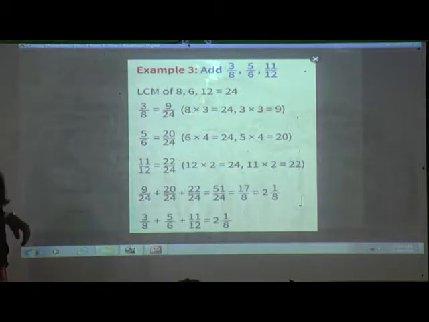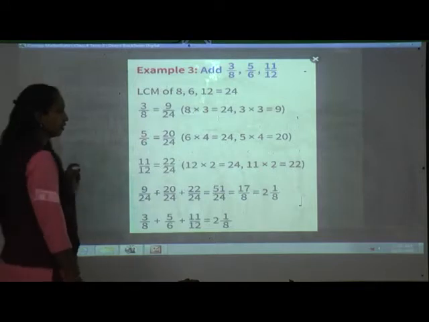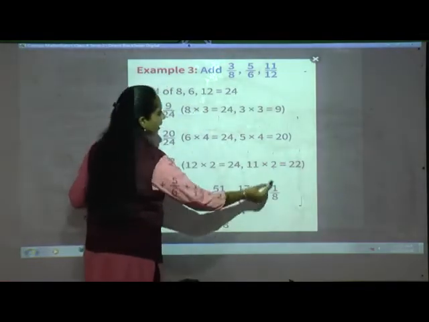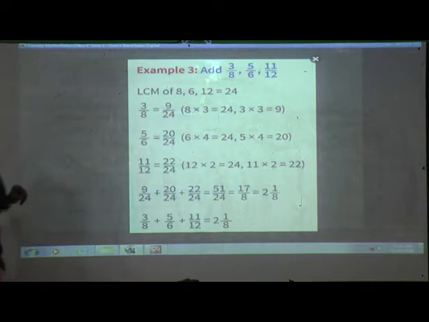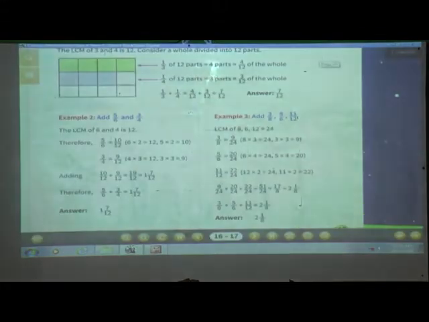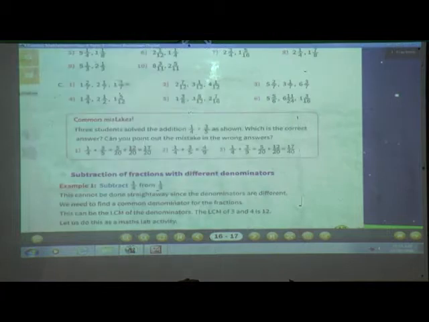See what we can do with this number 51 upon 24. We have to do the division. When we do the division we get 2 1 by 8. So what is the answer? 3 upon 8 plus 5 upon 6 plus 11 upon 12 is 2 1 by 8. Now we will see example number 4.